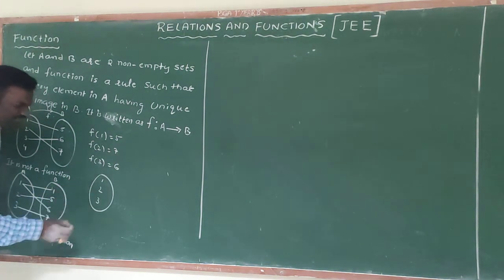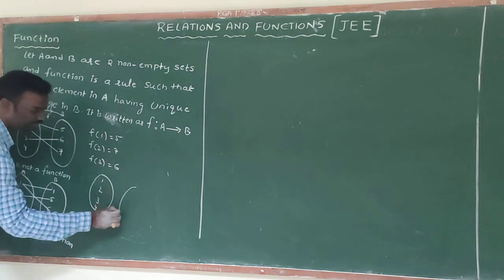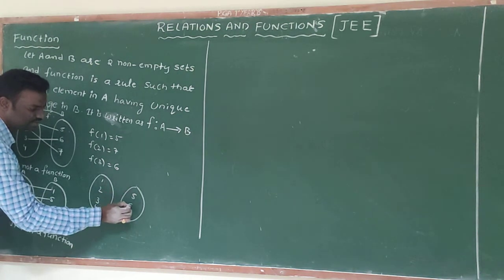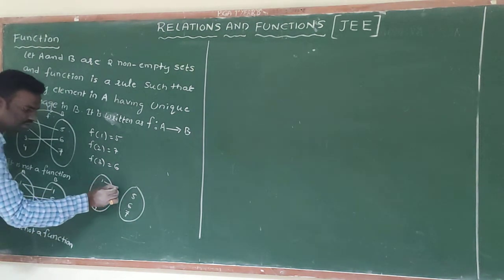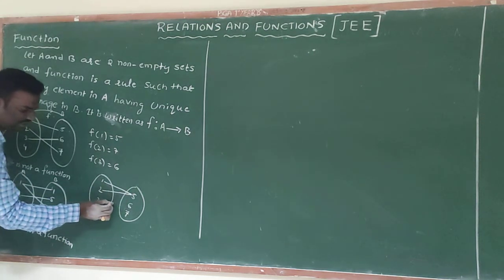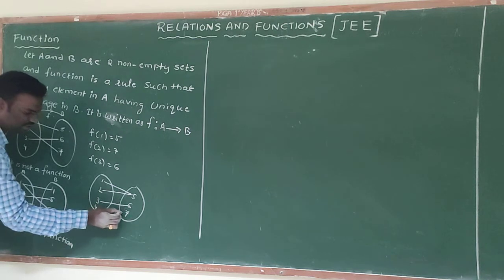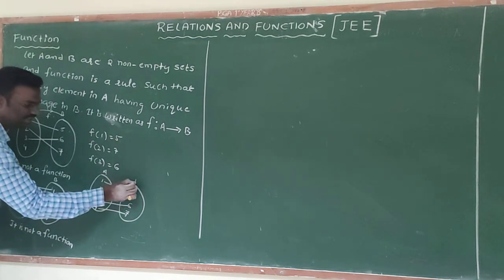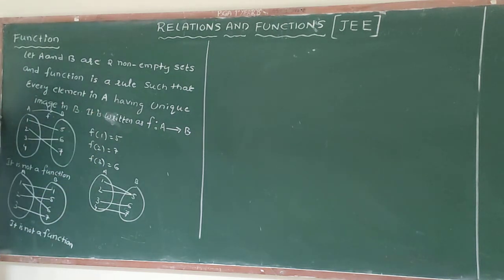Coming to the third example. 1, 2, 3, 4, 5, 6, 7. 1 is related to 5, 2 is related to 5, 3 is related to 6, 4 is related to 7. This is set A and this is set B. It is a function.